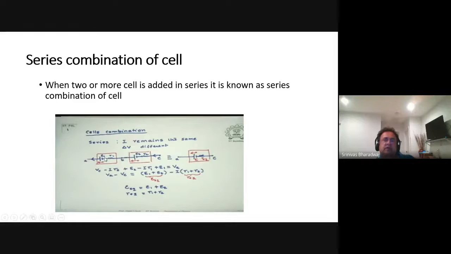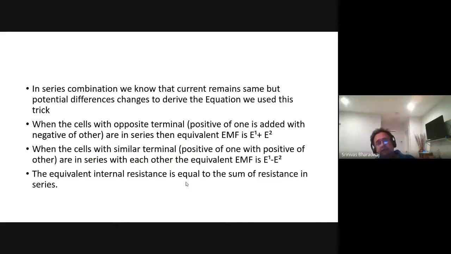Okay, so if you needed to replace these two, you write: when two cells are in series, the effective voltage is E1 plus E2 in series with R1 plus R2. So this is the effective E1 plus E2. The effective R is R1 plus R2. So EEQ is E1 plus E2. REQ is R1 plus R2. Very simple, right? But let's not forget to note it.